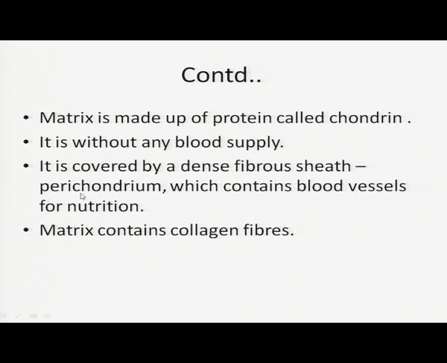known as perichondrium. There it was periosteum, which contains blood vessels, and these blood vessels provide nourishment to the cartilage tissues. Matrix contains the fiber, that is the collagen fiber or white fibers.